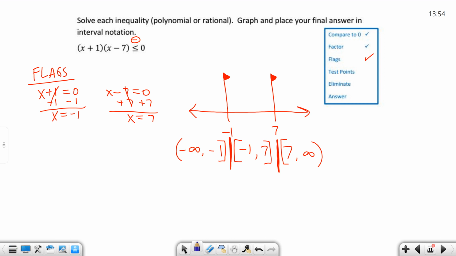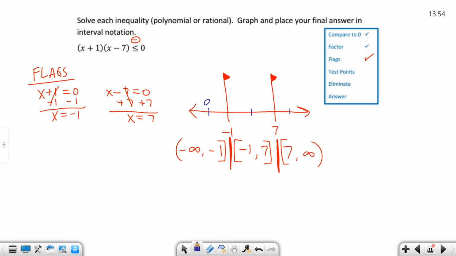So test points, there's 3 intervals. I need a test point here, here, and here. Now, here's the one kicker that I always see with the test points. Students, that you get on a test, they get nervous. Look, take a deep breath, calm yourself down, use your Jedi powers, okay? So calm yourself down and choose a test point in the correct interval.